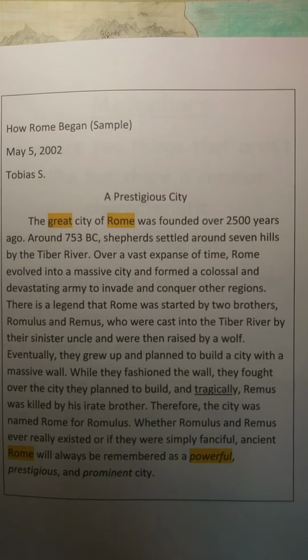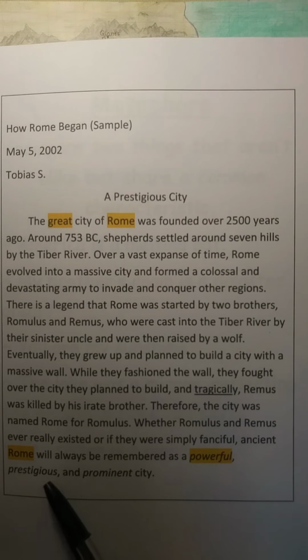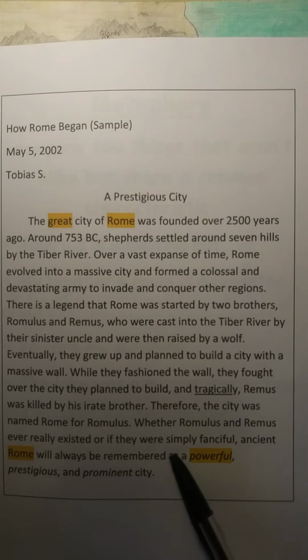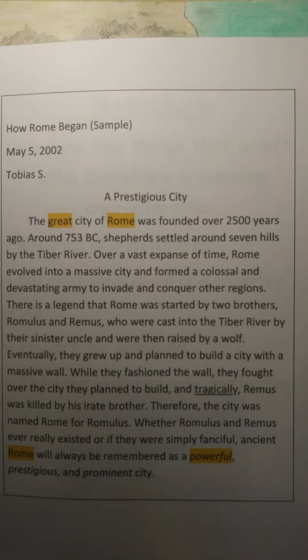Okay, so the first thing you may have noticed is that there are some words that are highlighted. Great and Rome in the first topic sentence, and Rome and powerful in the clincher. Okay, so these 2 words repeat or reflect. Rome for Rome, and powerful is very similar to great. Okay, also you'll notice the title has the words prestigious city, and prestigious city is repeated here. Okay, so this last sentence repeats or reflects from the topic sentence and also from the title. All right, let's see what other goodies we can find.